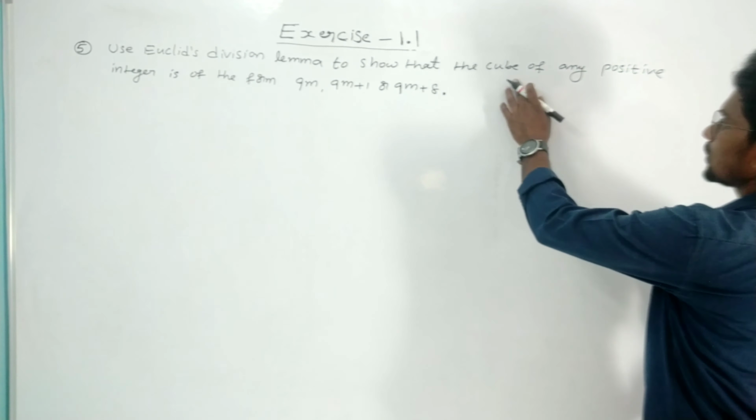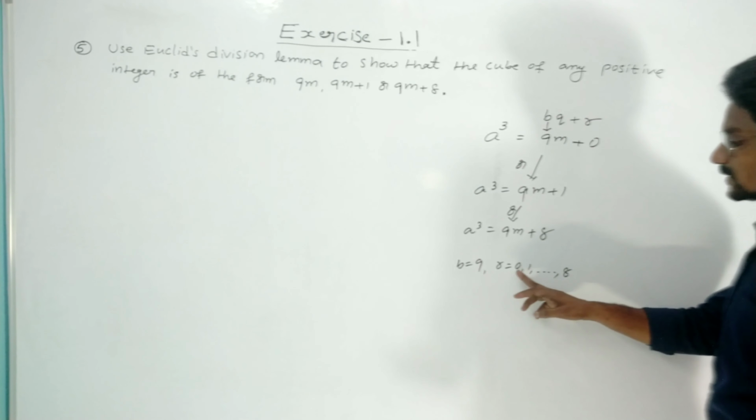Let a be any positive integer, then the cube of the positive integer is of the form 9m or 9m plus 1 or 9m plus 8, where 9m can be written as 9m plus 0. These are in the form of b q plus r, where b is equal to 9 and r is equal to 0, 1, and so on up to 8, like 0 to 8.